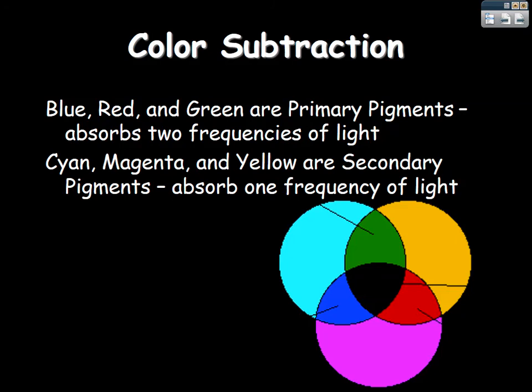So now what we have is a color wheel where cyan, yellow, and magenta are the large ones, and red, green, and blue are on the inside. And the idea is since we are subtracting color, when all these are added together, we get a black color. Okay. So again, cyan, magenta, and yellow are all secondary pigments. They're only going to absorb one frequency of light.